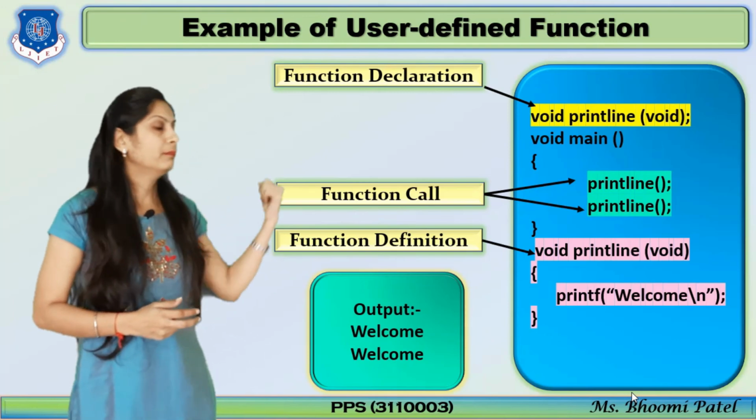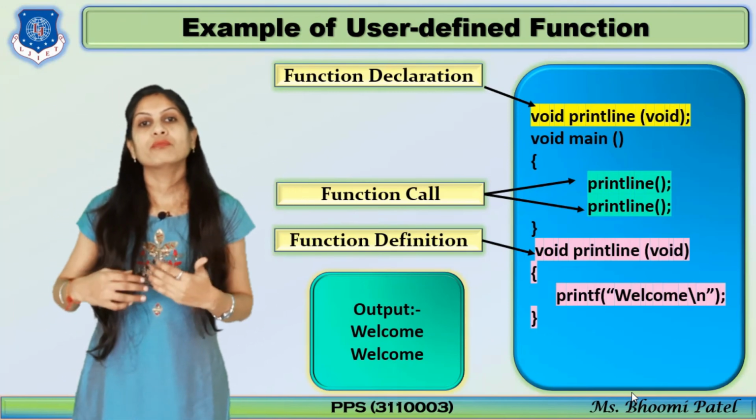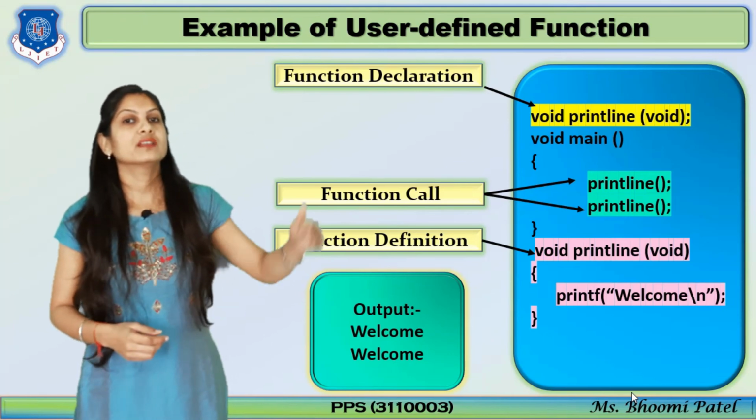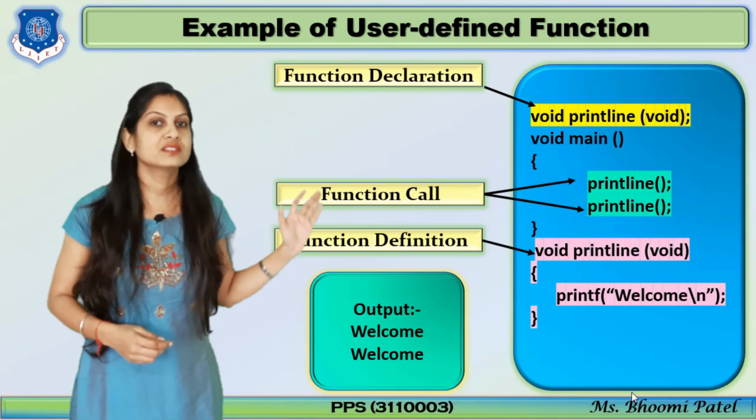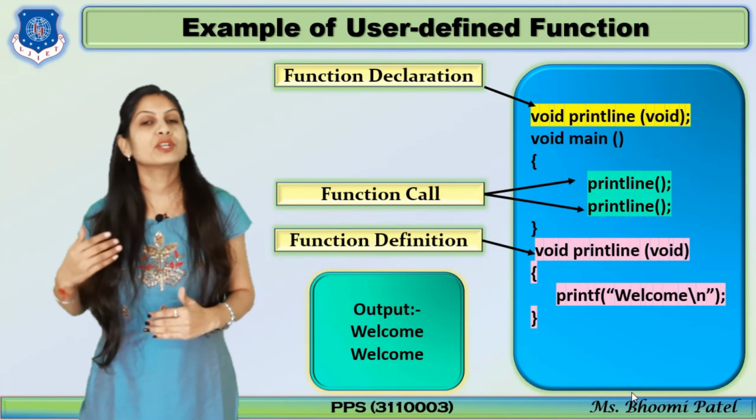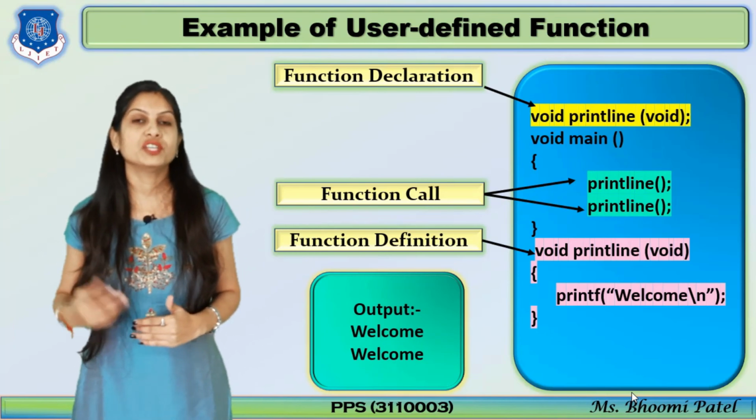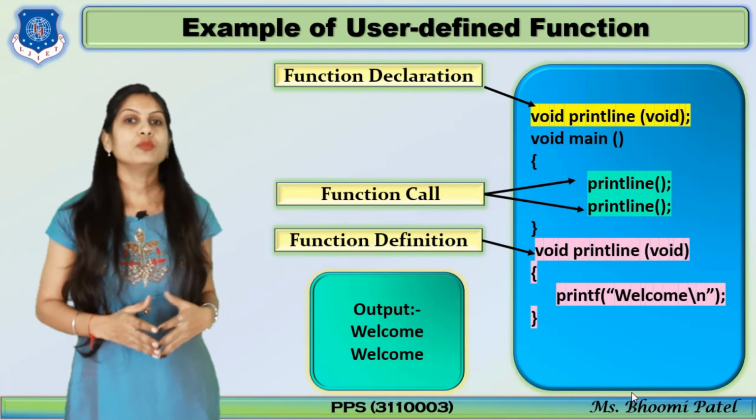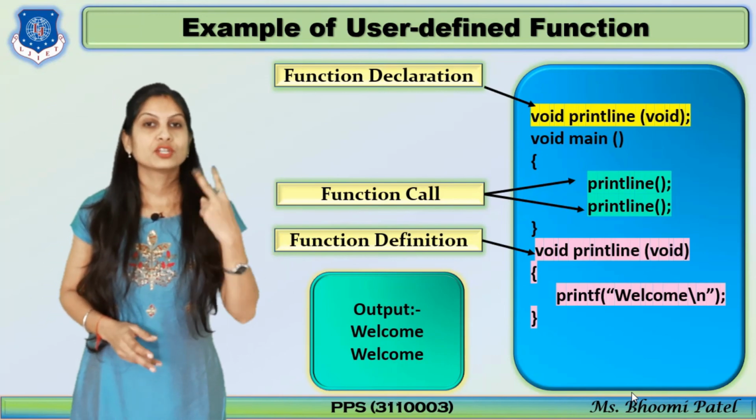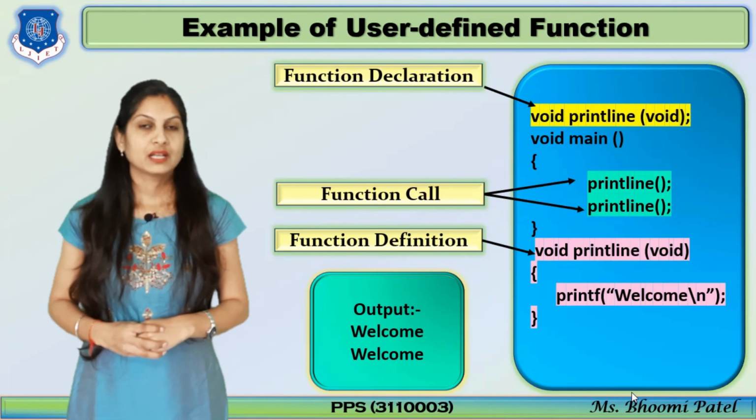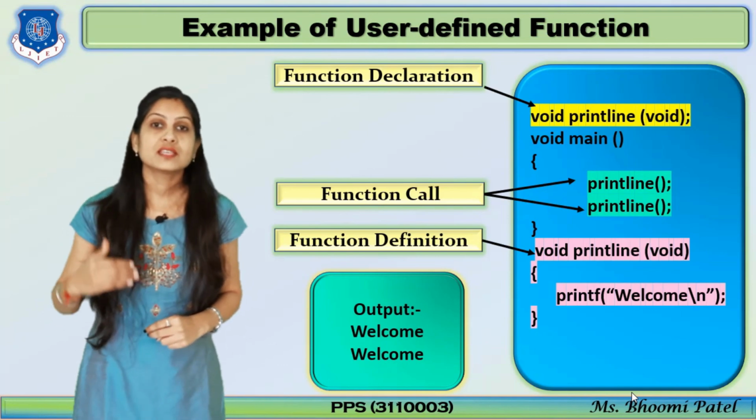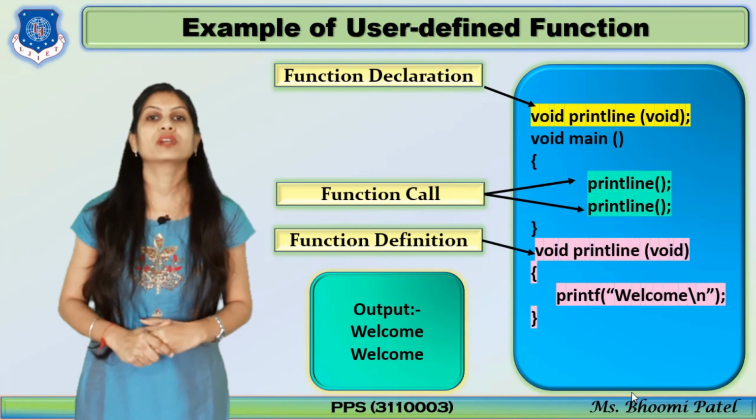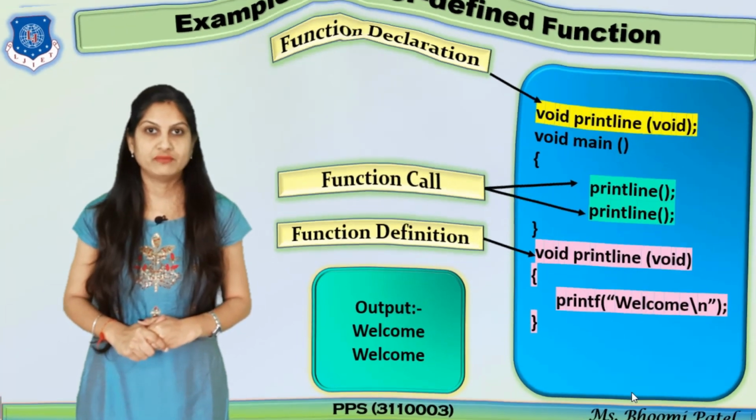Clear? And it comes back. Suppose I write the function call a third time, printline again, then what happens? The cursor moves onto that function again. Clear? So as per your requirement, as per your logic, you can call a function any number of times. So here the output of this program is welcome 2 times. Clear? So you have to use this concept whenever you are writing any program using user defined functions.